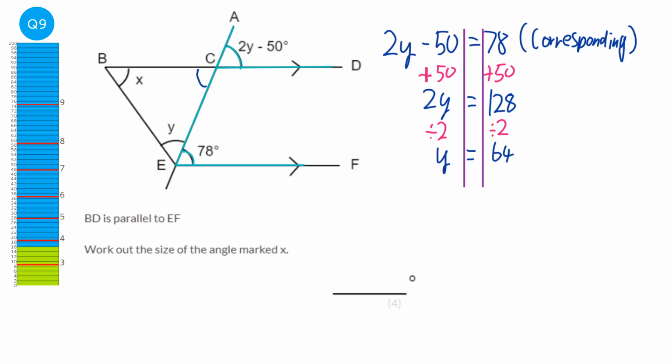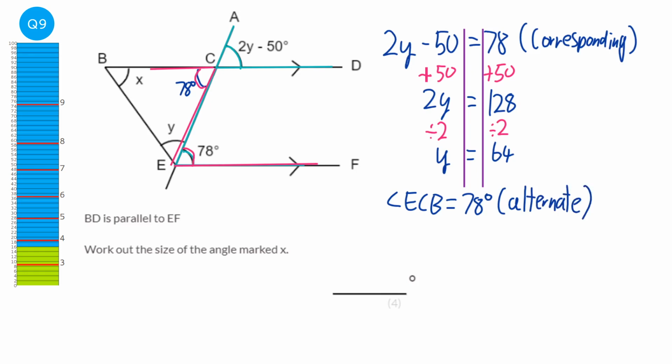But actually, if we look at this part here and this part here, these are also two parallel lines, and we've got this angle here and this angle are going to be alternate. So I can write that down here. So angle ECB is equal to 78 degrees. So this will be 78 degrees. And the reason for that is alternate angles.